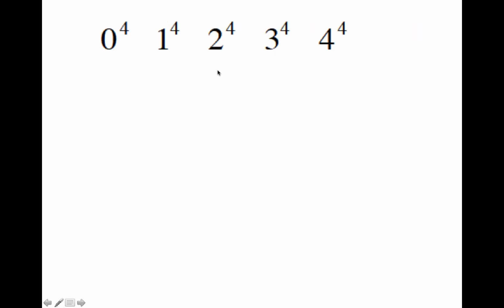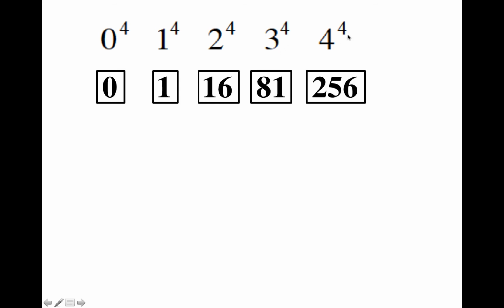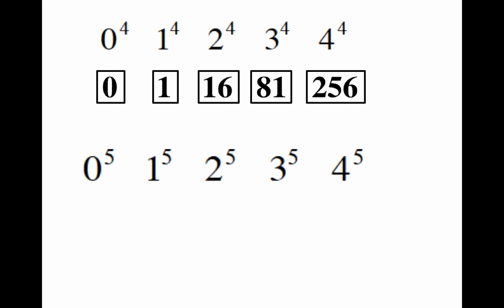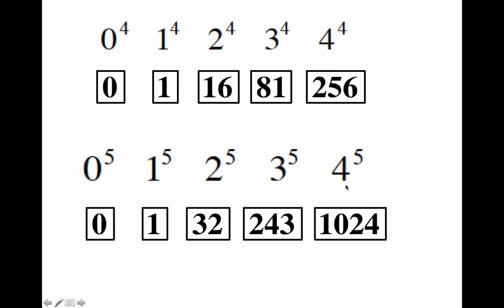To the fourth power, 0 to the fourth power is the same as 0 times 0 times 0 times 0. That's 0. 1 to the fourth power is 1. 2 to the fourth power is 16. 3 to the fourth power is 81. And 4 to the fourth power is 256. To the fifth power, 0 to the fifth power is 0. 1 to the fifth power is 1. 2 to the fifth is 32. 3 to the fifth is 243. And 4 to the fifth is 1,024.